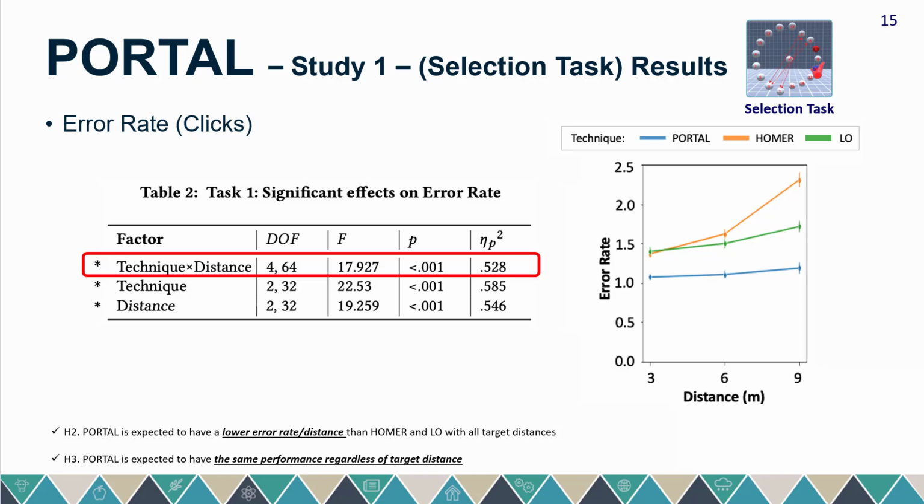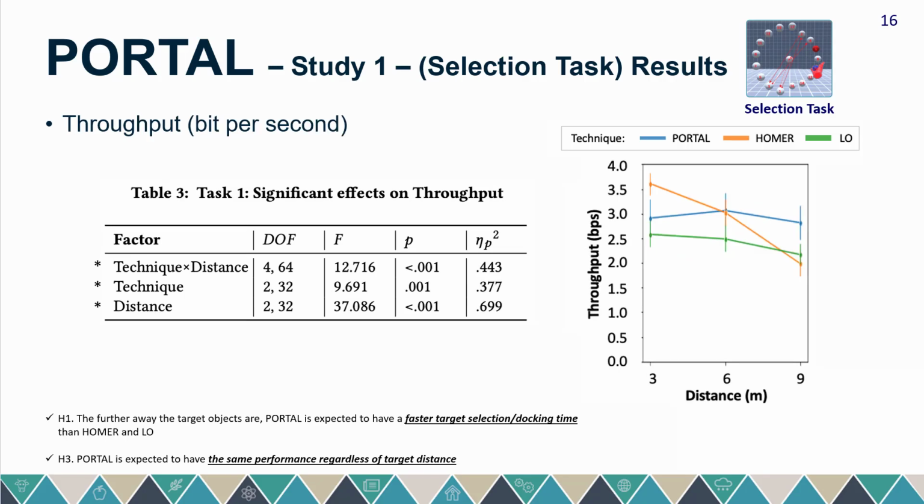A significant interaction effect between technique and target distance is found. Porter shows significantly better accuracy at all the distances, and its performance is not affected by target distance. They support our second and third hypothesis.